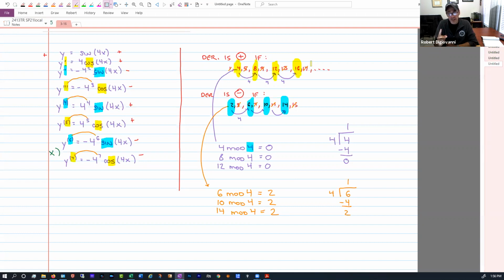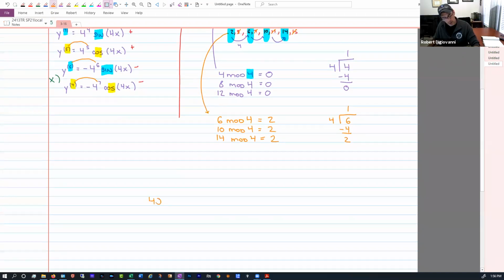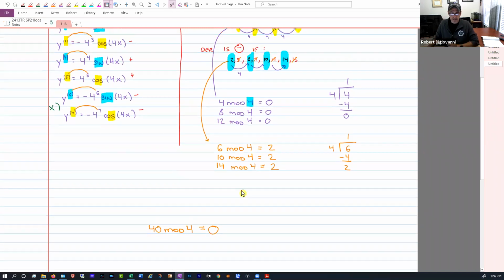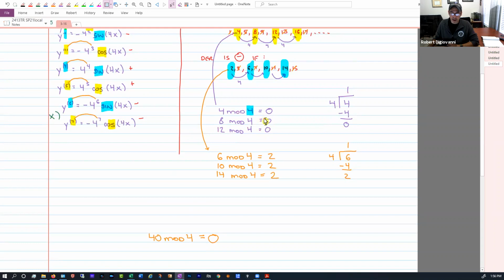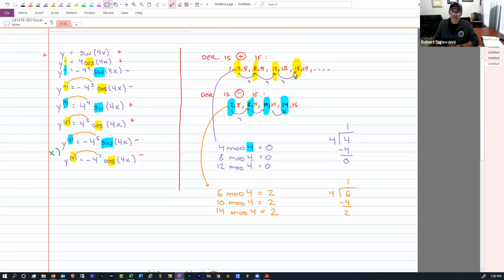So the question is, what's 40 mod 4? The top one. If you do 40 mod 4, that means how many times does 4 go into 40? Well, it goes in there 10 times evenly, right? Without any remainder. So that means that you must be in that top list, which means our answer must be positive.